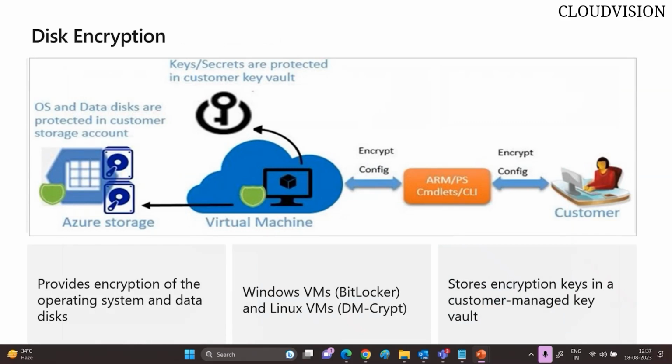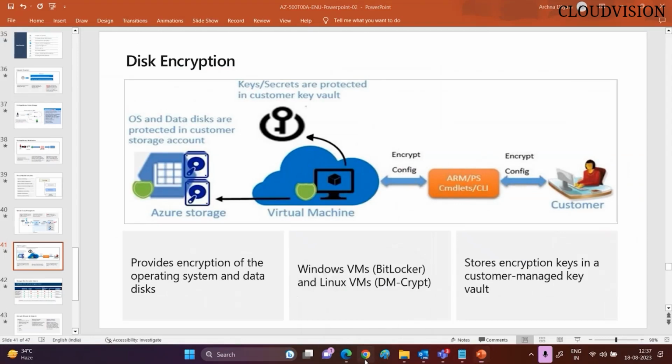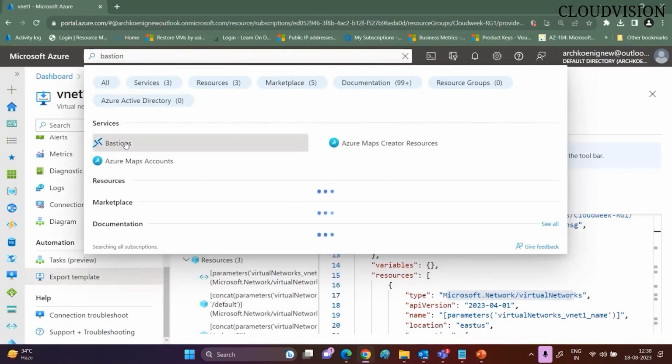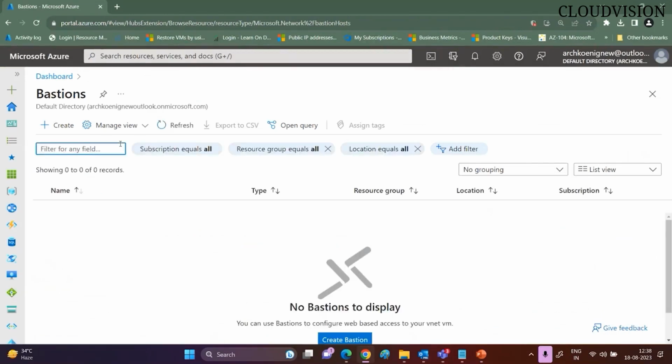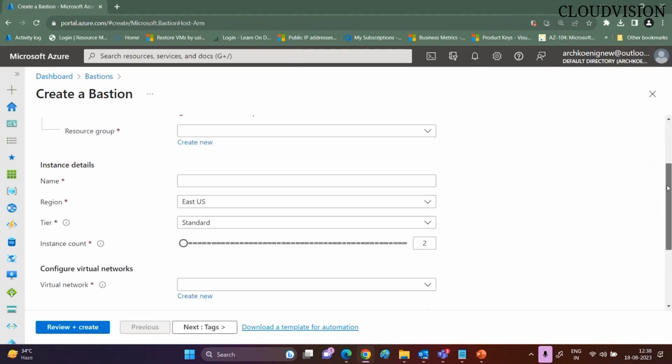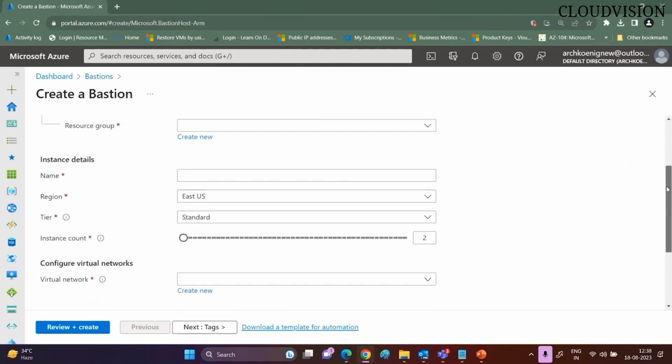Let me quickly show you this on the portal, then we can talk about the next topic. This is my portal, and here you can set up the Bastion service separately. This is called Bastion host. It actually offers web-based access to your virtual machine, which lies in your network. Bastion allows a web-based RDP access to your VNet VM. Do remember that Bastion is something we are creating inside the network.